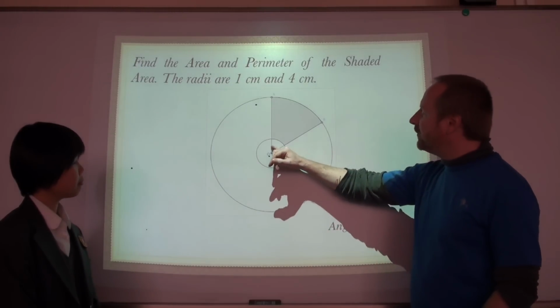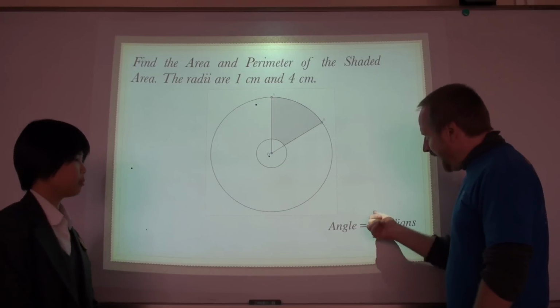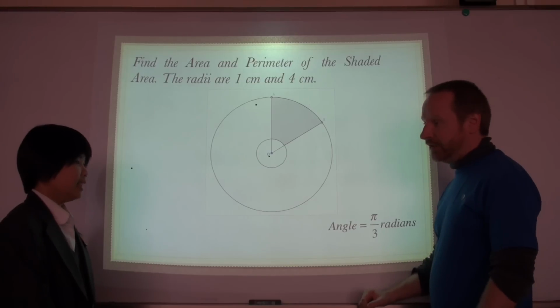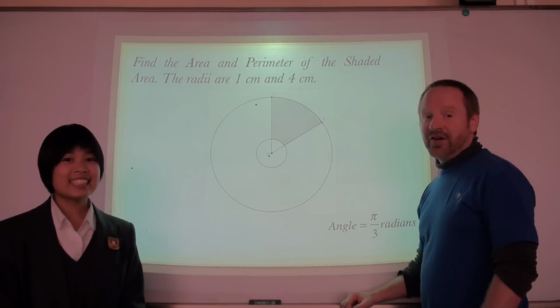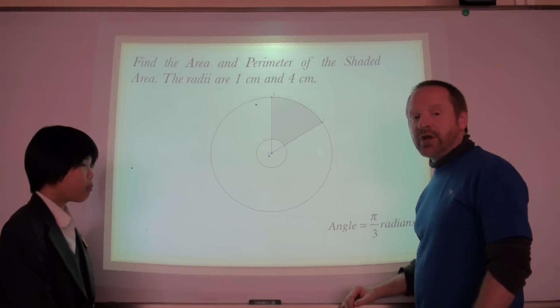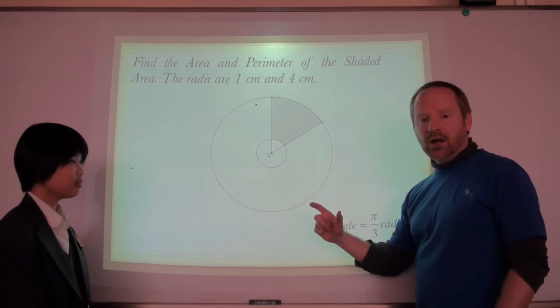And what about the sector angle here? It's pi on 3 radians. Very good. And just a quick little test for you. What's pi on 3 radians in degrees? It's 60 degrees. Very good. Now, we're not going to use 60 degrees at all, but I just want to ensure that you're able to convert between radians and degrees very quickly all the time.